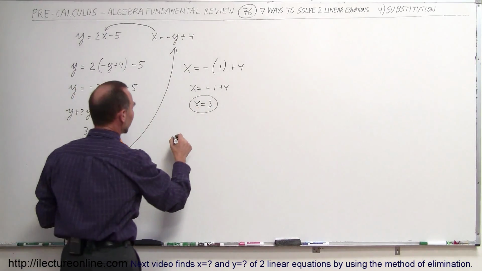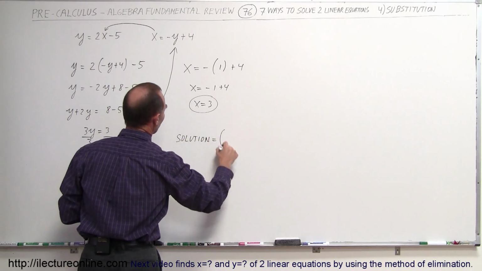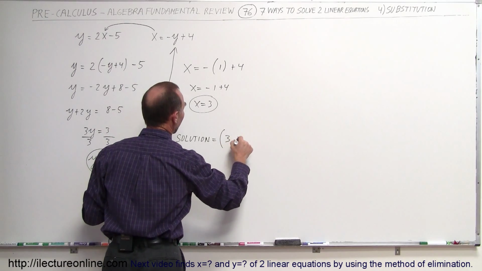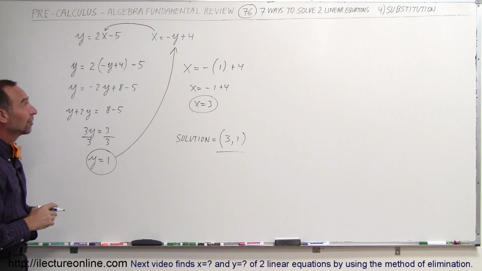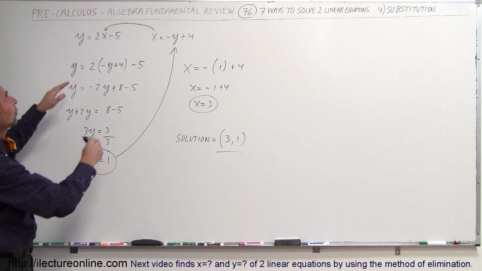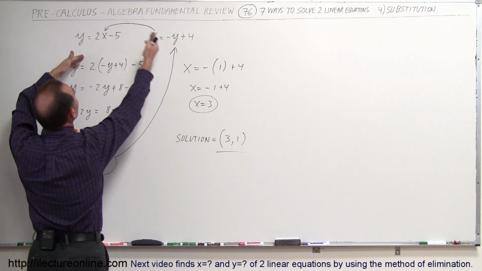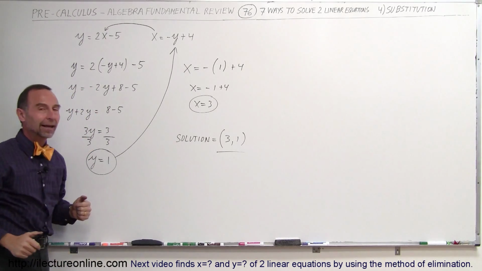And again, we would write it as follows. Solution is equal to the point where the coordinates are 3 and 1. And that's how we indicate that's where the two lines cross. Again, substitution method, it's a very quick, easy method, especially when the equations are written in such a way where they easily lend themselves to having one equation substituted into the other equation. And that's how we do that.